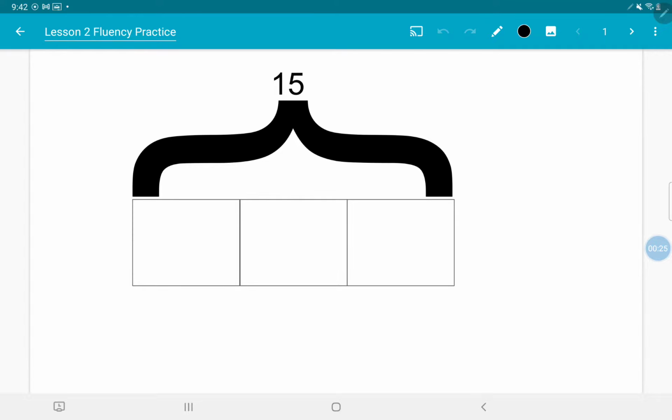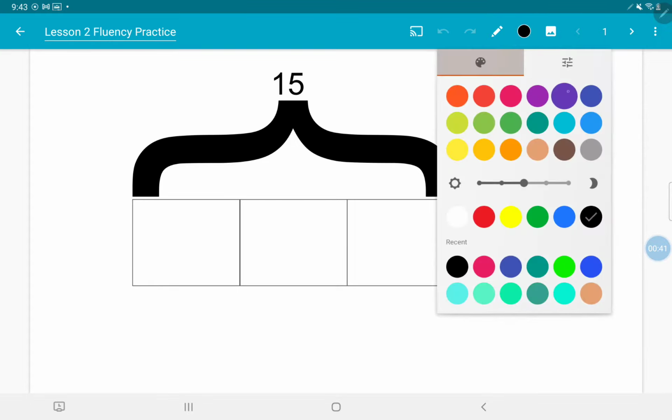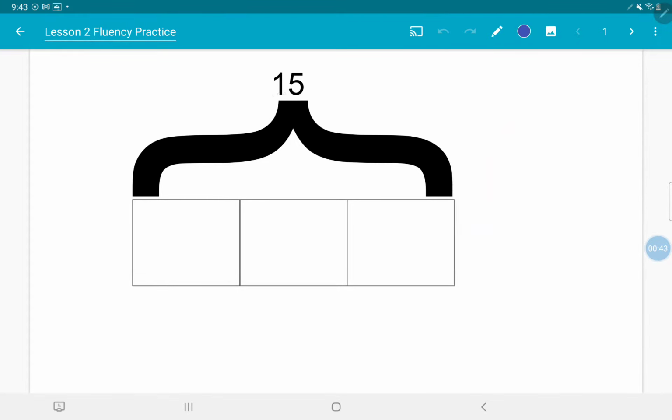So I have a tape diagram up on the board projected. What is the total or the whole in this tape diagram? What's the value of the whole, Olivia? 15. How do you know that the value of the whole is 15? Because there's a 15 on top of it. Exactly. That 15 up top gives us the value of the whole.